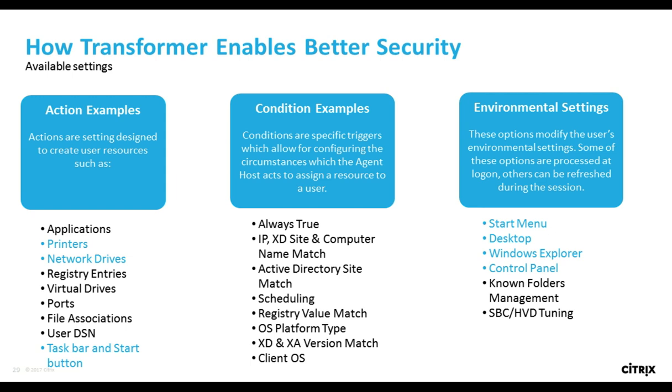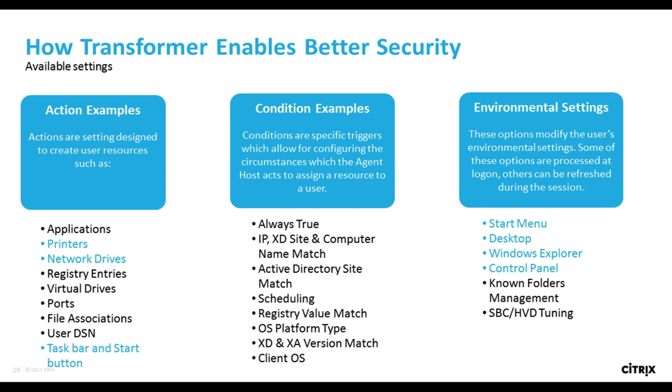So from a transformer perspective, and within WEM in general, there are lots of available settings, right? So you have things like, for example, different actions that you can take. You can lock down applications, you can control printers, network drives, registry entries, ports, user DSN files if you want to. You can also write rules against conditions where you can say things are always true, always not true, etc. You can set things like the IP, the XenDesktop site, and the computer name match. So if they match correctly, then you can allow the logins.